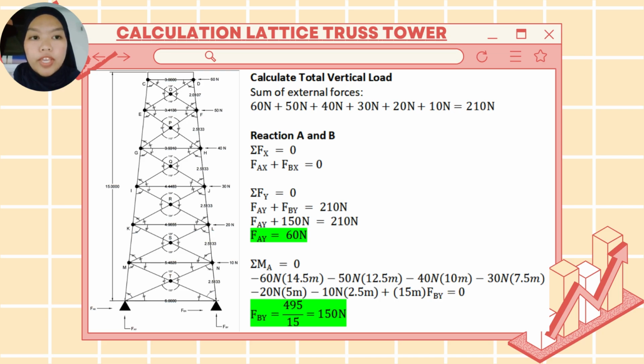At the summation of Fx, we get Fax plus Fbx equal to 0. Next, at the summation of Fy equal to 0, we get Fay plus Fby equal to 210 Newton. Fay and Fbx are unknown, so we can get Fby from the summation of moments equal to 0. From the moment equation, we get Fby equal to 150 Newton. Putting it in the equation Fay plus Fby, we get Fay equal to 60 Newton.